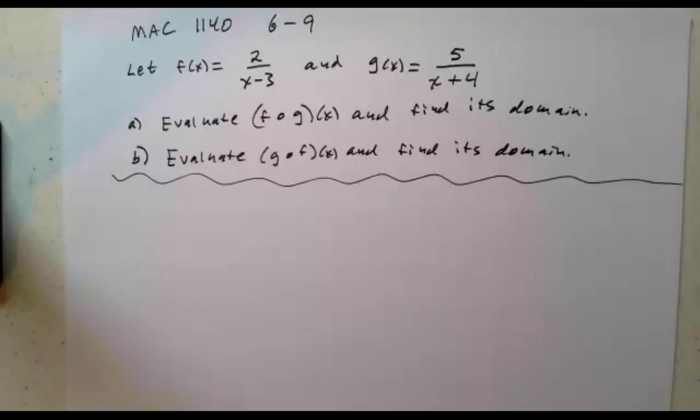So this question, we have two functions. f of x is 2 over x minus 3, and g of x is 5 over x plus 4. We want to evaluate f circle g of x and find its domain. So, challenging question.